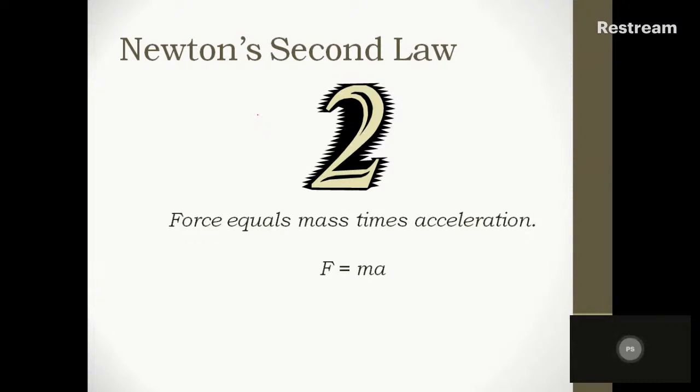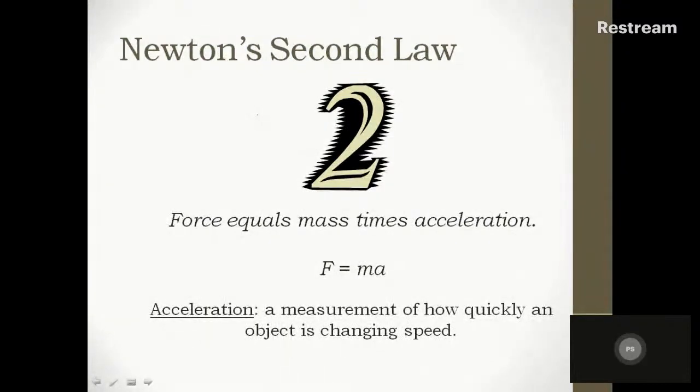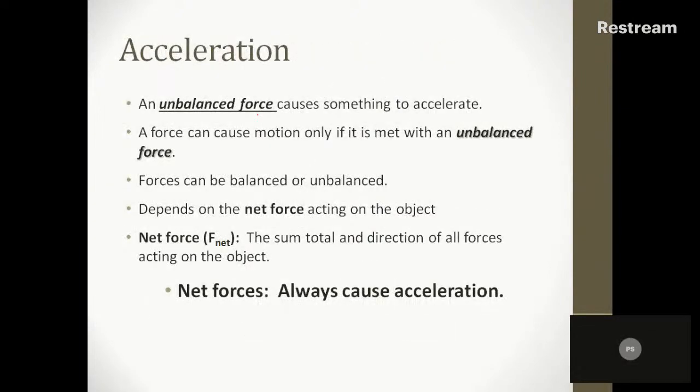Newton's second law: force equals mass times acceleration. That means the product of the object's mass and its acceleration will be equal to the force. F equals ma. Acceleration is a measurement of how quickly an object can change its speed.